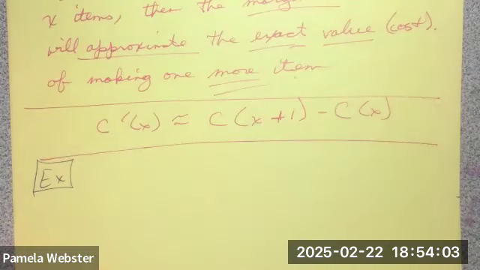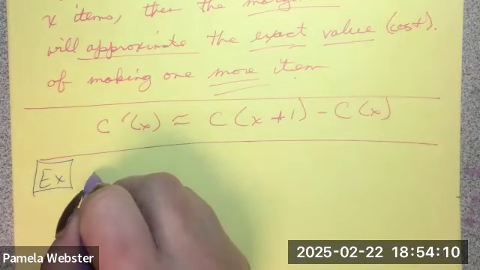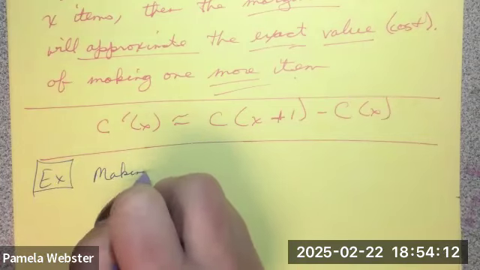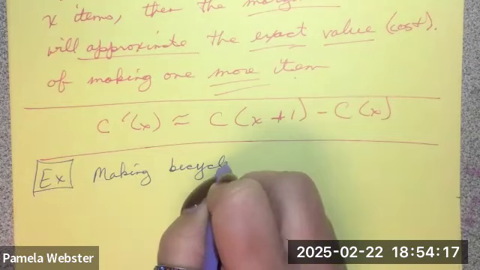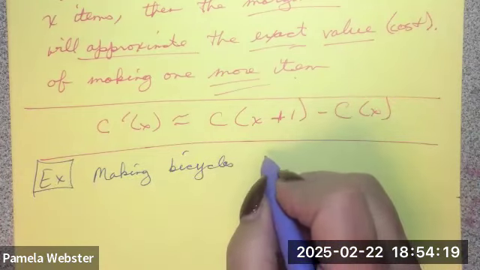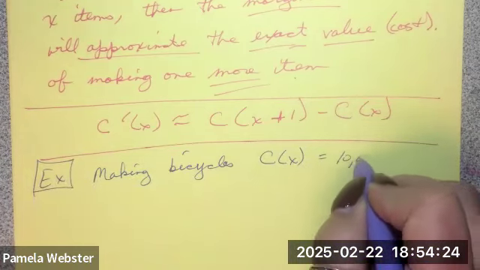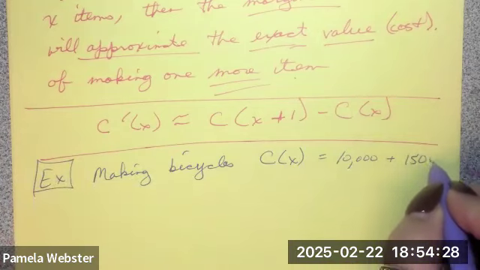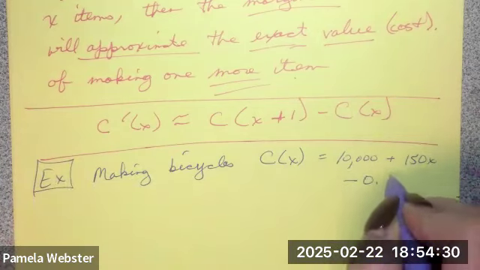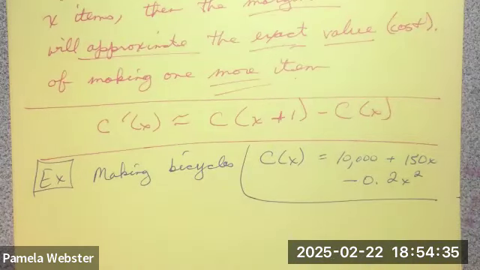All right. So here's an example. Once I get it put out here, I'd like for you to pause the video and work it both ways. In this question, we're making bicycles, and somebody in the back office has told us our cost function is 10,000 plus 150x minus 0.2x squared. Okay, so we're going to use that as our cost function.